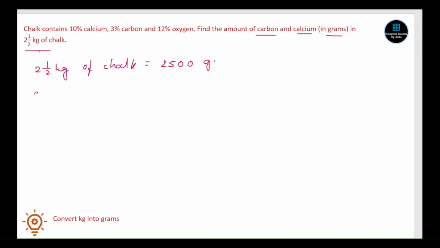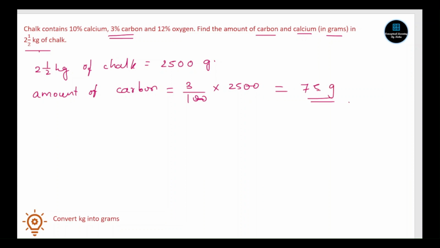And now I'll find the amount of carbon and calcium which is asked here. So amount of carbon equals. Now carbon is how much? 3%. 3% means 3 upon 100 of 2500. So what do we get when we simplify this? 0, 0 cancelled out. Yes, 75 grams. So what does it mean? There are 75 grams of carbon in 2500 grams of chalk.